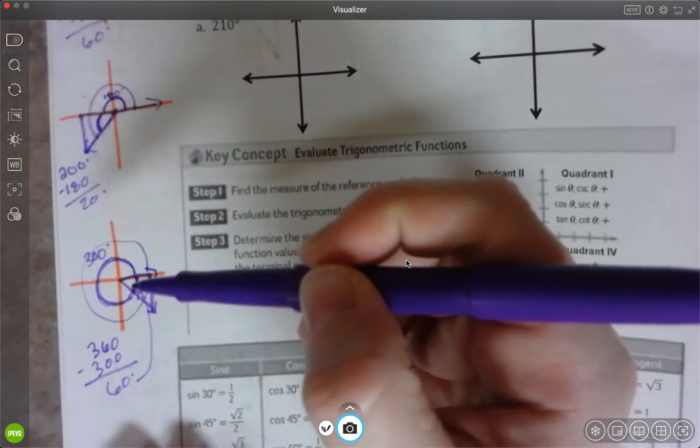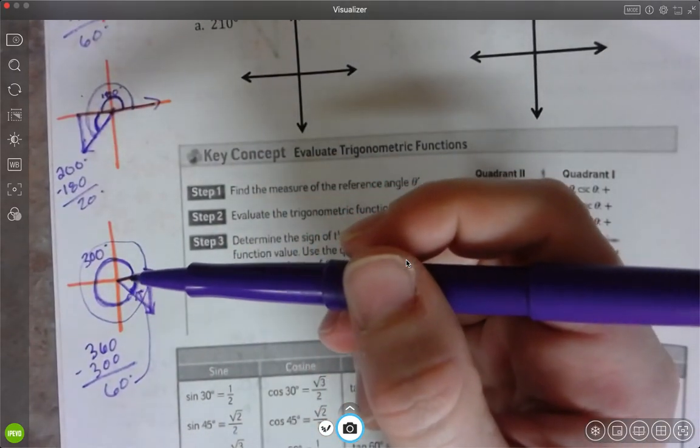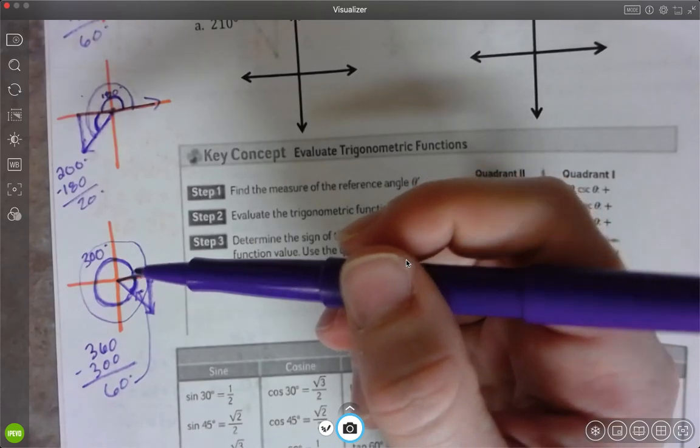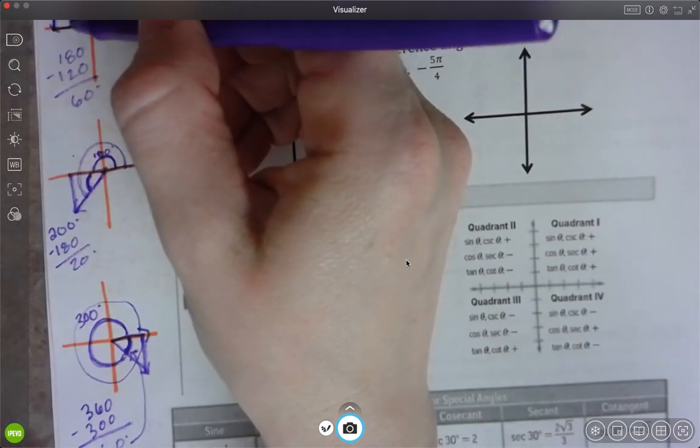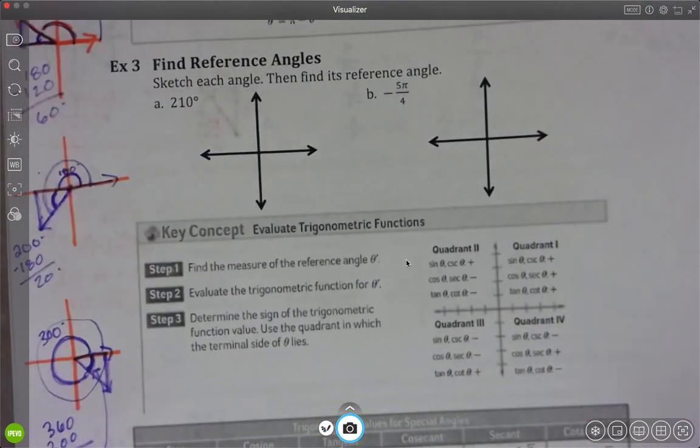Now your reference angle is never going to be a negative angle. It's just finding this little part of your triangle. Your reference angle will never be greater than 90 degrees either. So it'll never be negative, and it'll never be an angle bigger than 90 degrees.